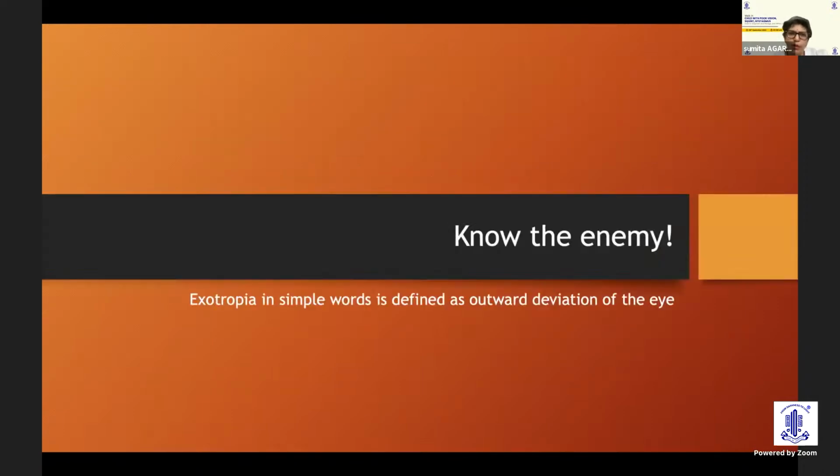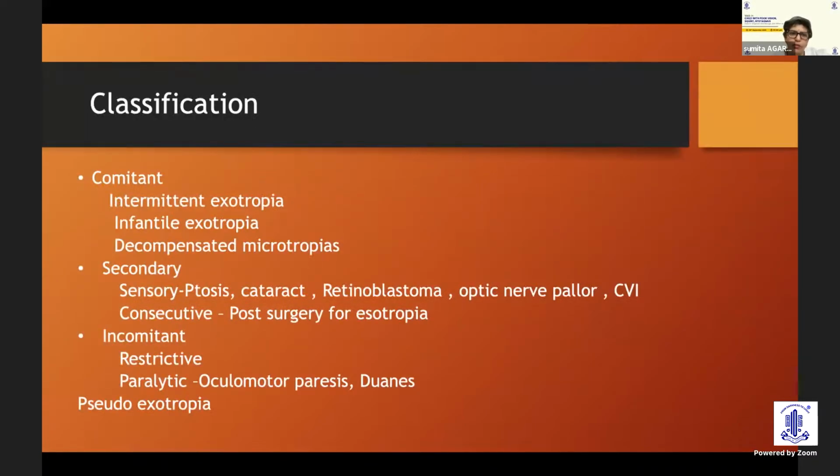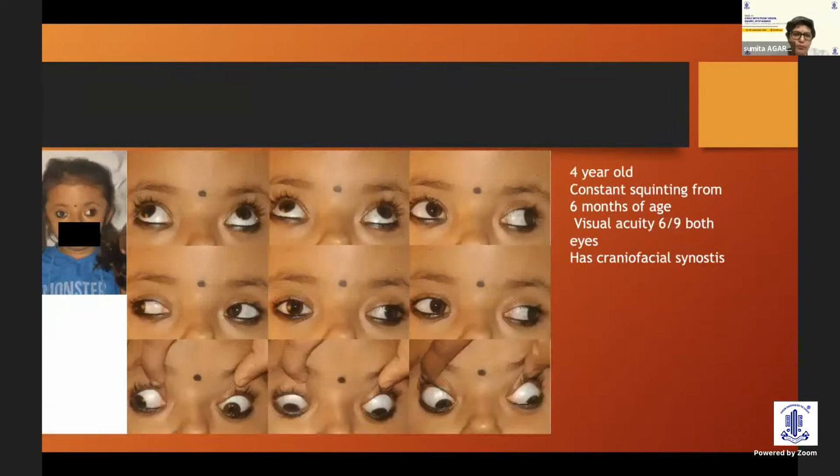So to know the enemy, exotropia in simple words is defined as an outward deviation of the eyes, and it is very broadly classified into two groups, comitant and incomitant. My screen shows the way it is classified, and all of these entities can occur even in a child. Some of them you do see more in adults, but any of them can appear in your clinic.